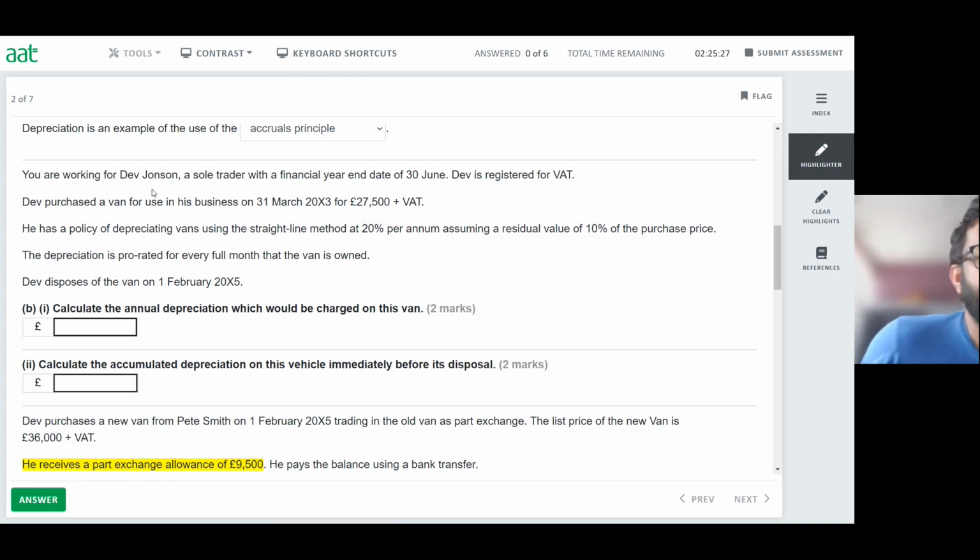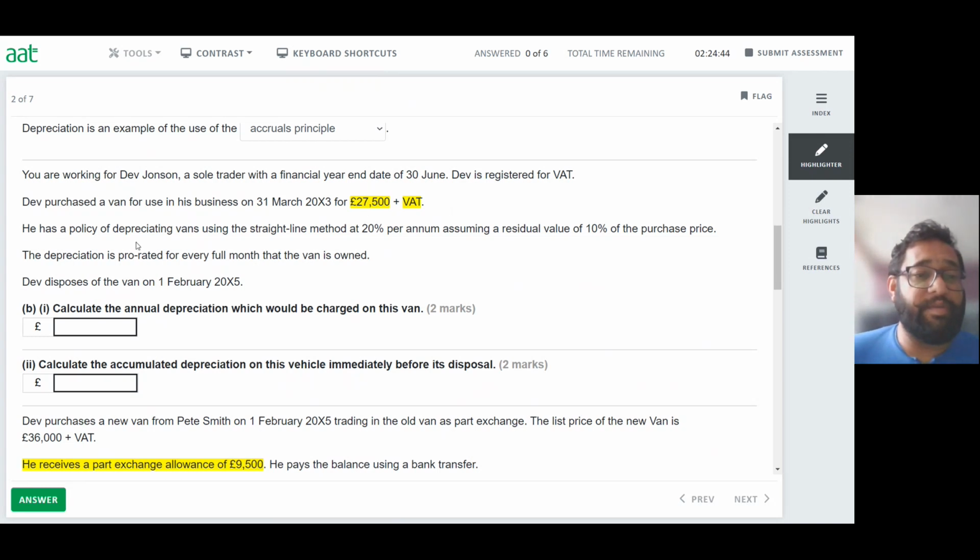All right. So you're working for Dev Johnson, a sole trader with financial year ended 30th of June. They didn't say the year, that's fine. 2013, okay. So this is the year it's going to be ending on. So let's have a look how it works. Dev purchased a van for use in his business on 31st of March 2013 for £27,500 plus VAT. So when we put that into our books, we're only going to put the net amount, not the one inclusive of VAT. When I show the amount we're paying out to the bank, from the bank, we will include the VAT figure as well. But in this scenario, in the books, only this amount will go there.